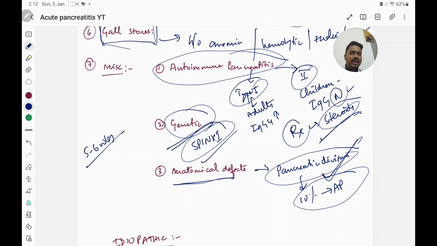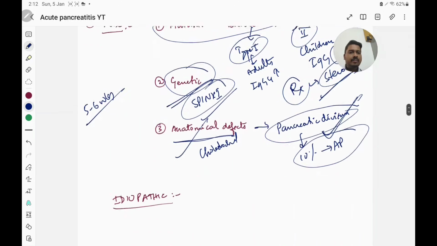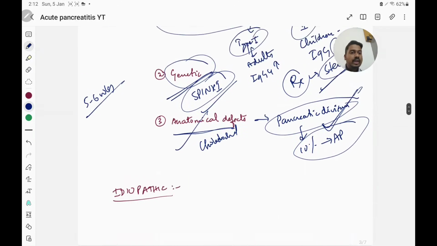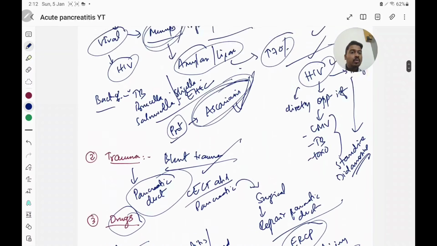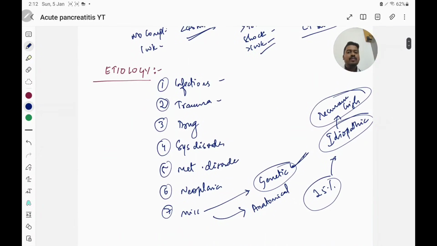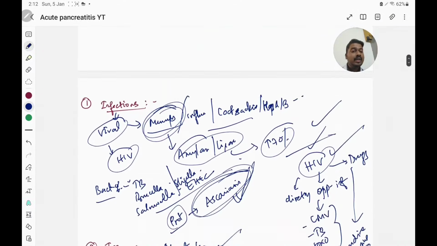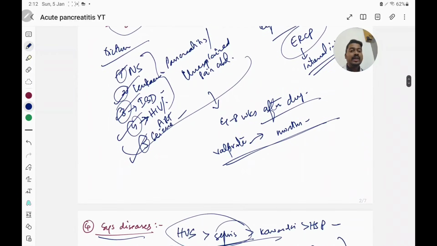There could be other anatomical defects like choledochal cyst, some bile duct defects, or pancreatic duct defects. Those are also included in anatomical defects. So now moving on, I have mentioned so many causes right now. These are the main headings, and you have got so many causes, and this is a very important question in your UG exams, in MBBS, in PG also, and during NEET PG, and in NEET SS also.